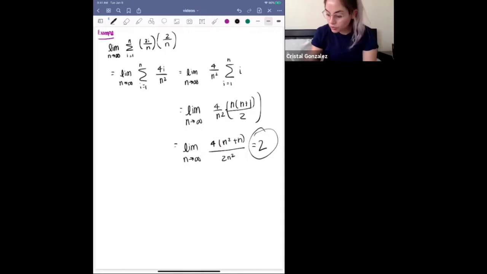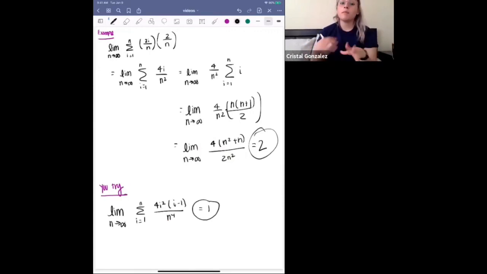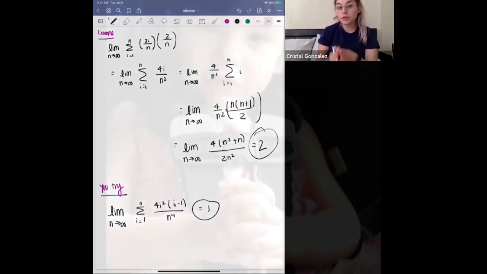So now I want you to try the limit as n goes to infinity of the sum from i equals 1 to n of 4i squared minus i, over n to the 4th. And I'm going to go ahead and give you the answer. This actually converges to be 1, but go ahead and try it on your own. It's good for you. Do your homework.